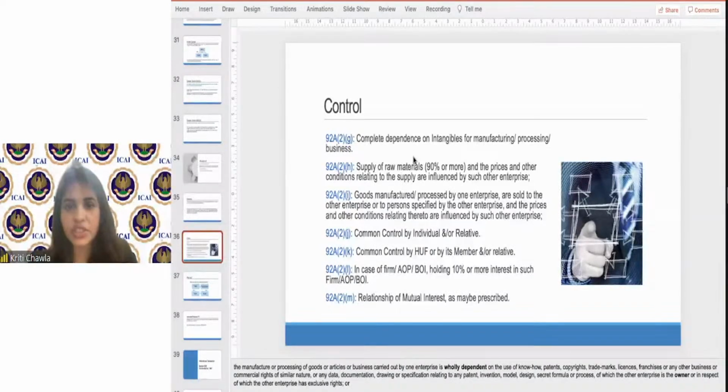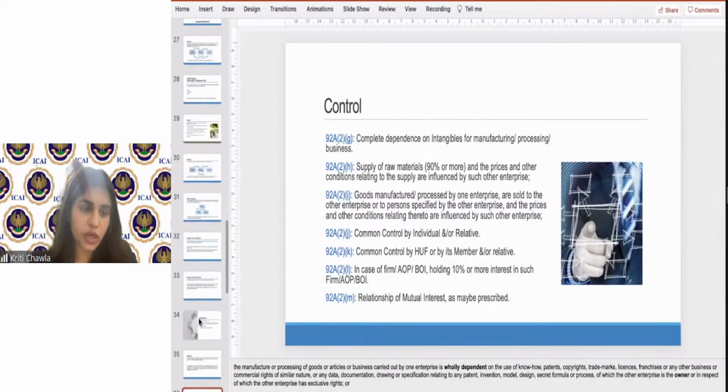There was another question which basically said, what is the definition of relative? As I mentioned, the definition of relative is provided in the Income Tax Act. And yes, appointment of one or more executive directors, more than half only for directors or KMP.